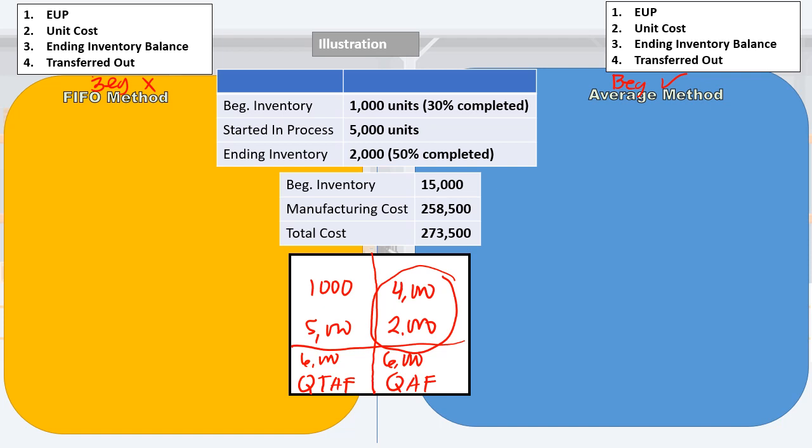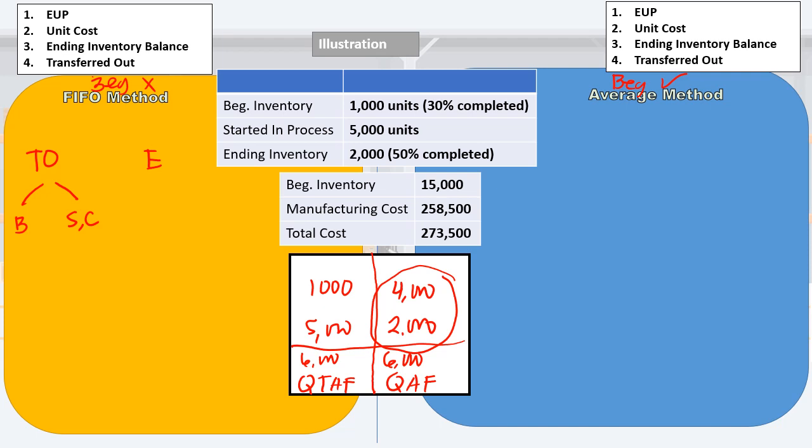In the FIFO method, this is the formula, or computation, or guide before we compute the equivalent unit of production. We have the transferred out and we also have the ending inventory. Because it is the FIFO method, the transferred out has two components. One comes from the beginning, and the other comes from our started and completed. When we say beginning, these units came from the last period, so we just continued the production during the period. For the started and completed, we just started them this period, and they were also completed right away.